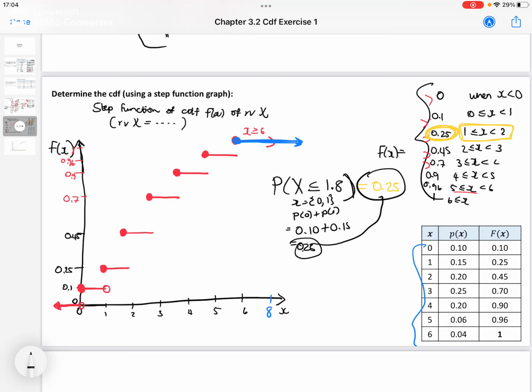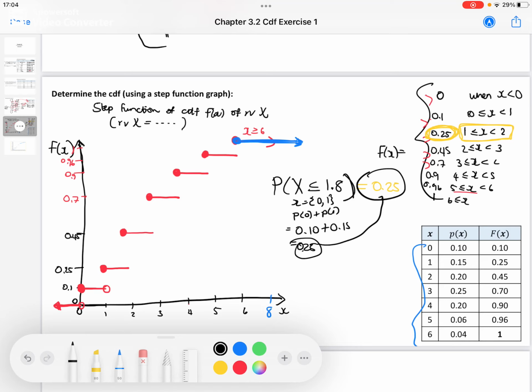If maybe you cannot see it using the formula or the step function, you can think of the PMF. So if you have the CDF, it means that you automatically have the PMF. If you have the PMF, you automatically have the CDF, because they have a relationship.